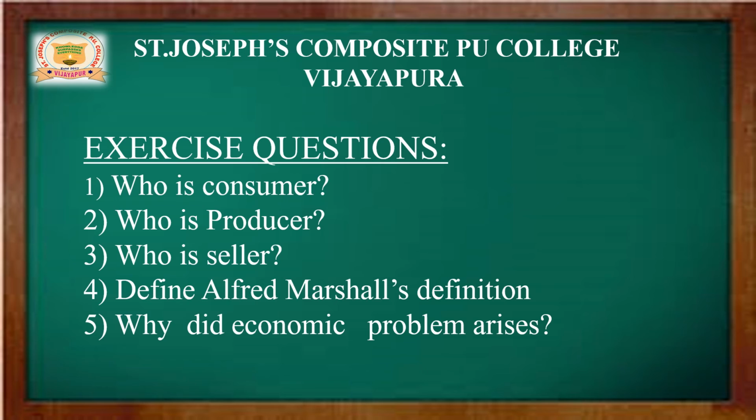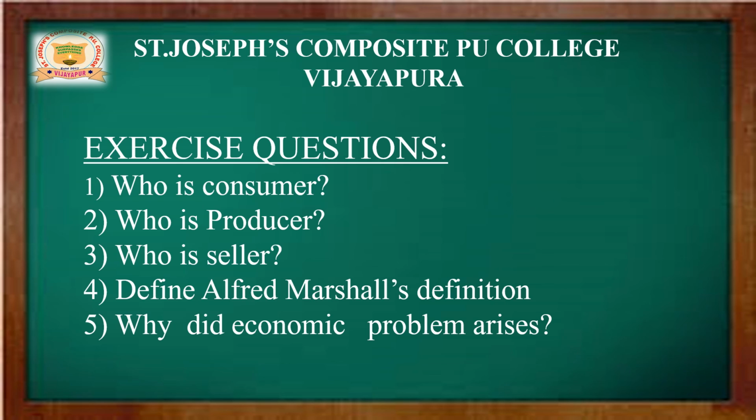Question number 3: who is the seller? One who sells goods and services is called a seller. Fourth question: define Alfred Marshall's definition. What is the definition of Alfred Marshall? According to Alfred Marshall, economics is a study of mankind in the ordinary business of life. That is the definition given by Alfred Marshall.